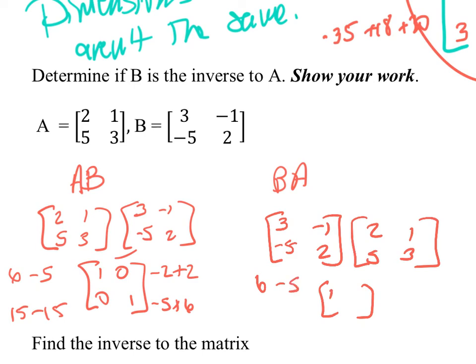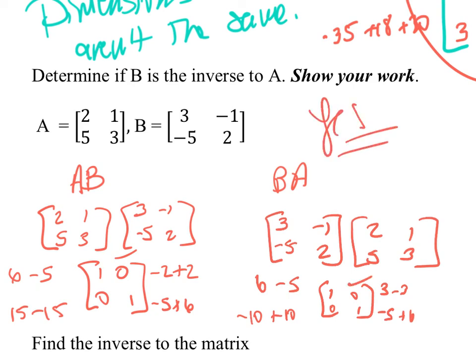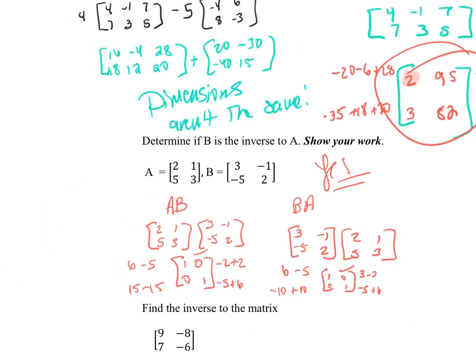First row, second column, 3 times 3. 3 times 1 is 3. Negative 1 times 3 is negative 3, so 3 minus 3 is 0. Second row, first column, negative 5 times 2 is negative 10. 2 times 5 is positive 10, so you get 0. And then second row, second column, negative 5 times 1 is negative 5. 2 times 3 is 6, and I get 1. So we proved right there, guys, they are inverses of each other because you got the identity matrix.